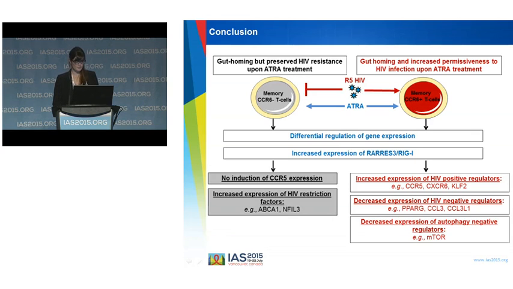In CCR6 positive T cells, there is an upregulation of the HIV co-receptors CCR5 and CXCR6, and also KLF2, a transcription factor involved in CCR5 expression. We observe a decrease of the HIV negative regulator PPAR gamma, and of CCR5 ligand. And finally, the increase of mTOR phosphorylation suggests a decrease of HIV degradation via autophagy in ATRA-treated CCR6 positive T cells.